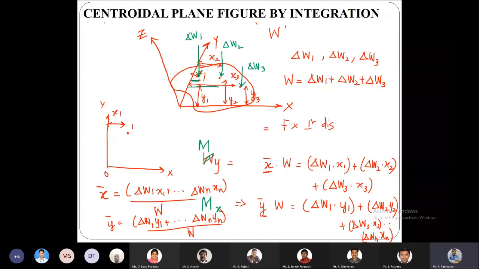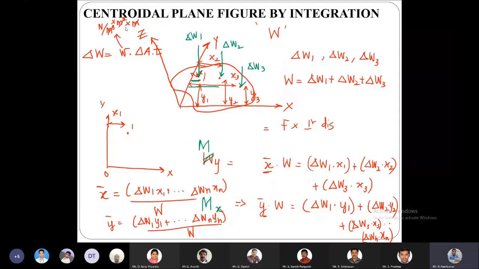Now we are going to replace del W with the weight density into the small area into its thickness, that is the thickness of the lamina. The weight density has a unit of Newton per meter cube, area del A represents the small area with meter square, and thickness is in meter. We can see that dimensionally they are the same.